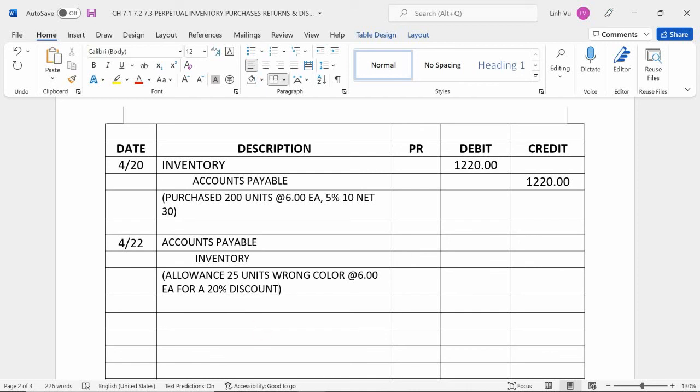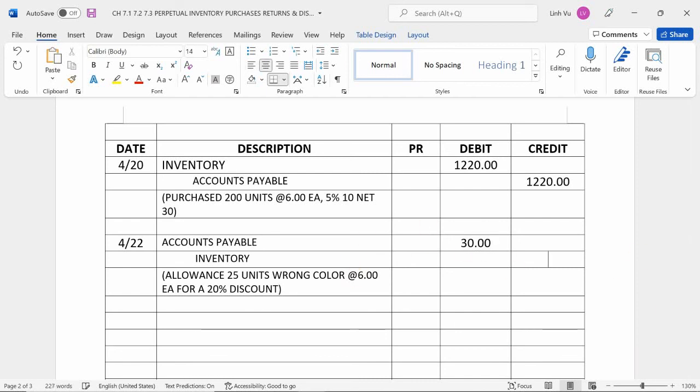So in this case, how am I going to calculate this? If 25 of the units were wrong and they cost me $6 each, and I'm only getting 20% of my money back, how do I calculate this? 25 times $6 is 150, and then 150 times 0.20 equals 30. Gives you $30 back. So in this case, it's exactly correct, right?